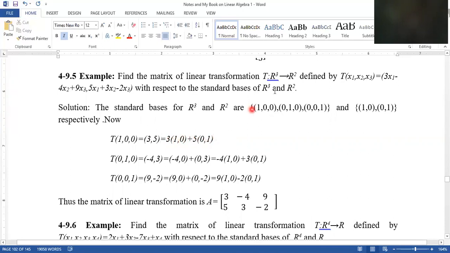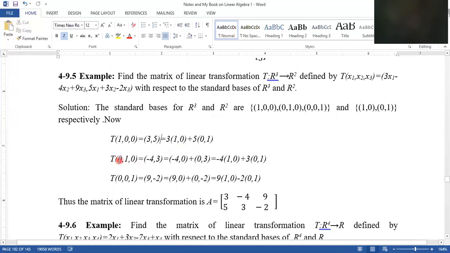because we have to write the output after applying the transformation T on the standard basis of R3. You will get this output, and this output can be written as a linear combination of the standard basis of the output set, which is R squared. This element can be written as a linear combination of the standard basis of R squared, that is (1,0), (0,1).